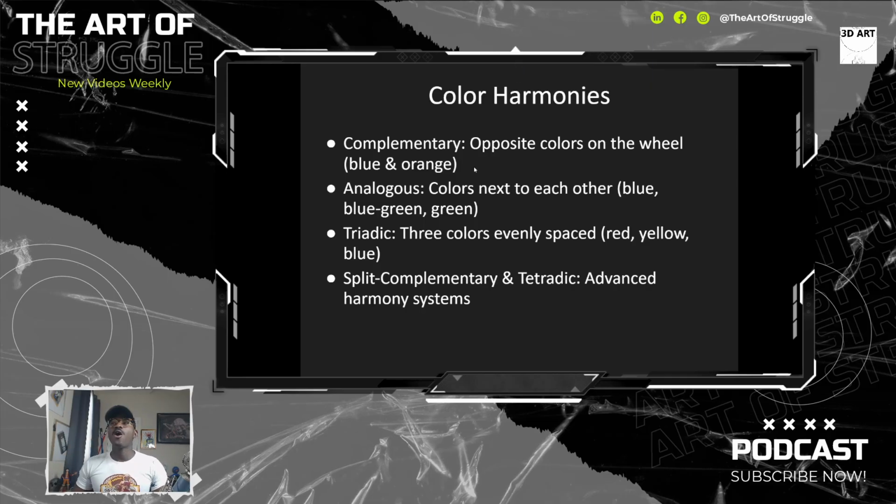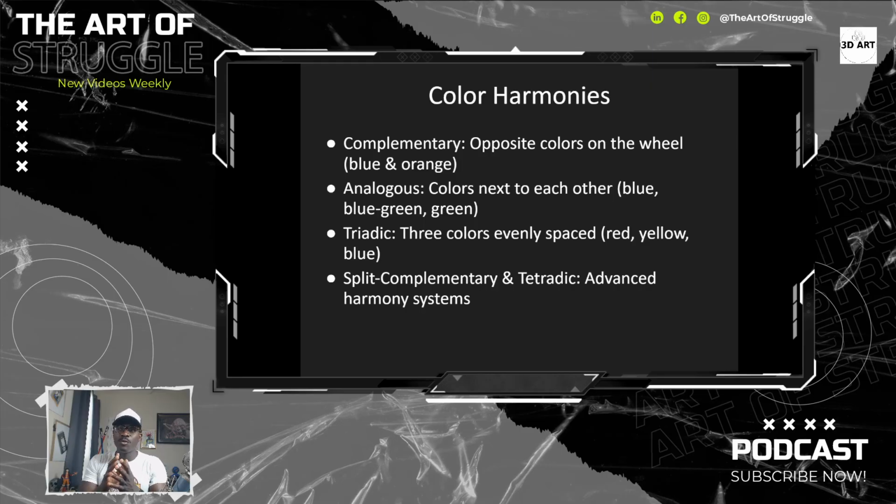So when we talk about harmonies, we're talking about complementary colors. Some of them are opposite colors on the wheel, so you're talking blue and orange. And then there's analogous colors, which is colors next to each other. So blue, blue green, like I just showed you on the previous chart. Then we've got triadic colors, which is three colors evenly spaced, so red, yellow, blue. It's like you can make a triangle on the color wheel, and it'll give you kind of a triad of colors that you can use.